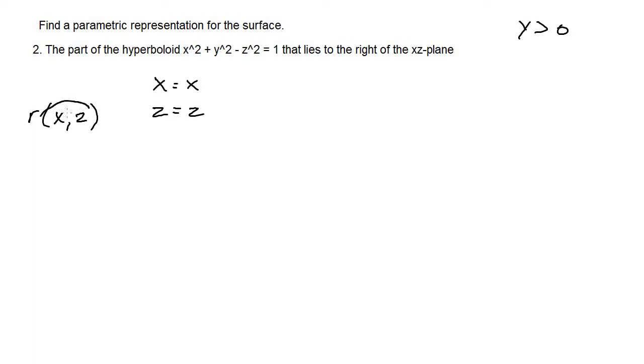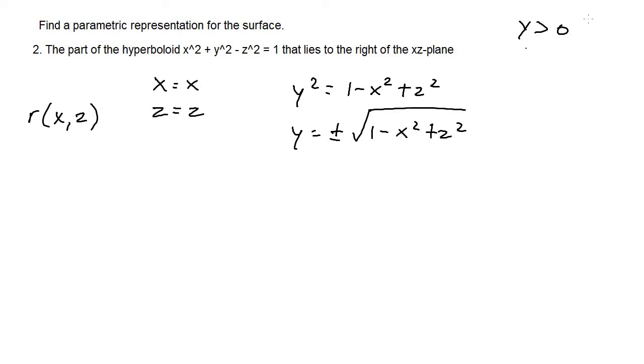Now since y is not one of our parameters, we need to put y in terms of x and z. So I'm going to go ahead and isolate y. In this case, y squared is going to equal 1 minus x squared plus z squared. So then y equals plus or minus the square root of 1 minus x squared plus z squared. Now realize that y has to be greater than 0, so I can get rid of this negative and say that y just equals the square root of 1 minus x squared plus z squared. So that is going to be the y equation, if I go ahead and rewrite that.